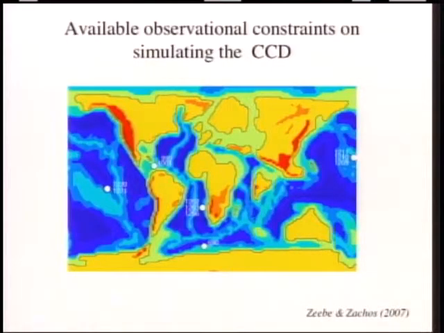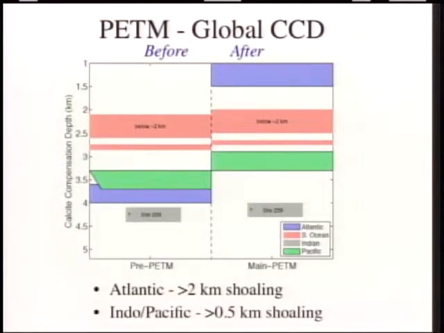Now, so we have these observational constraints, and we have them for various regions of the oceans. The important things, we have depth transects in the Pacific, the Atlantic. We have sites in the southern oceans, the Indian Ocean as well. And we can start to use these constraints to start to reconstruct the position of the CCD. This is pre-PETM, and this is during the period of maximum dissolution.